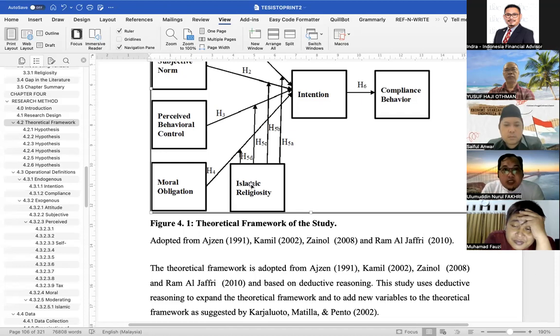Zakat. We combine it with fintech. That is fintech, and maybe we can... I will see... my proposal is a model for fintech.